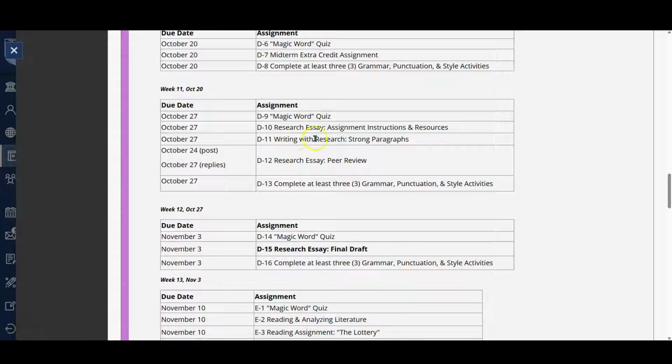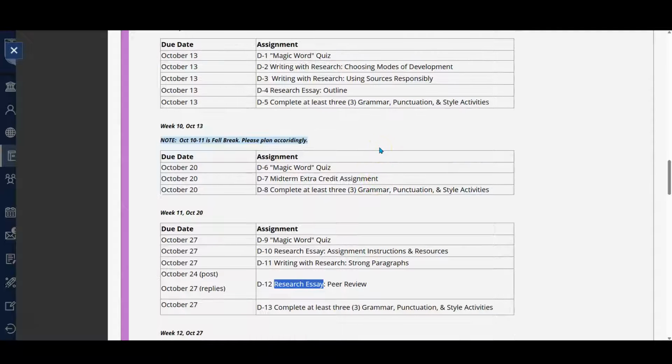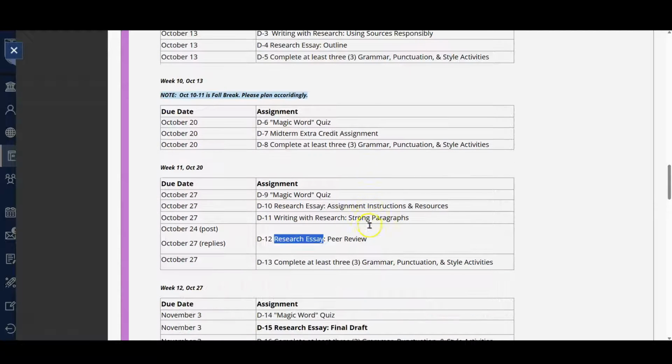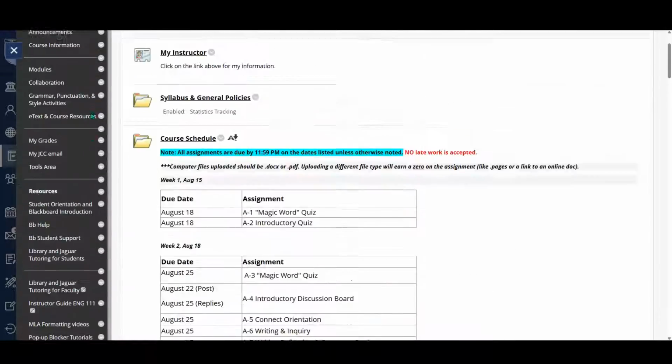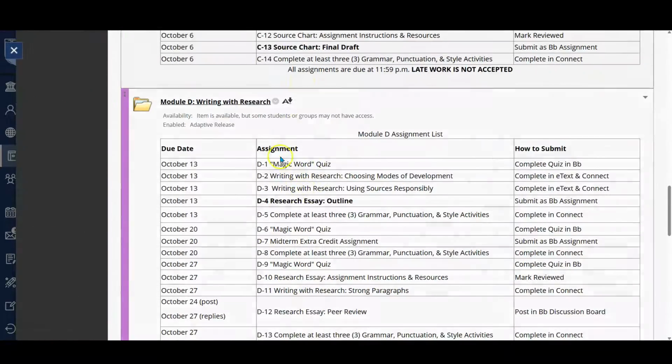All right, so this is what we're working on. The first draft of the research essay is due by the end of this week. Oh my goodness, yes, but no, if you've been working hard, if you did the source chart, if you did the outline, you're going to be in pretty darn good shape. If not, then welcome to the week where you're going to be working a lot. All right, so let's go ahead and do the modules here. Let's go down to module D.